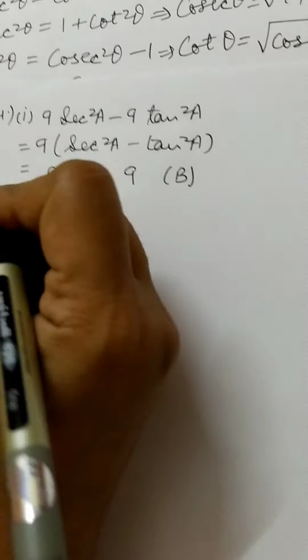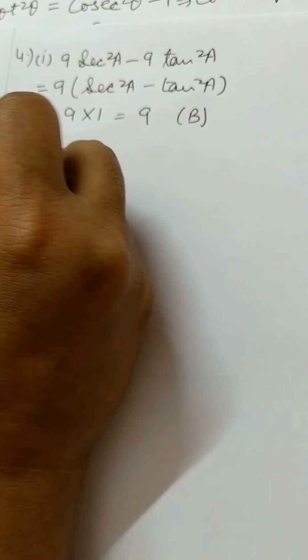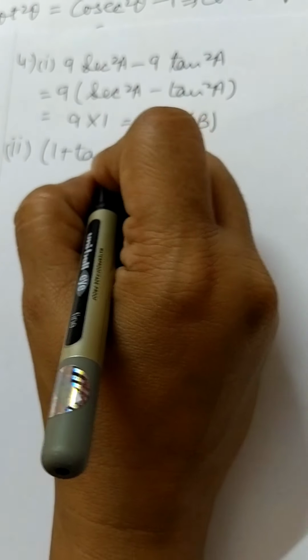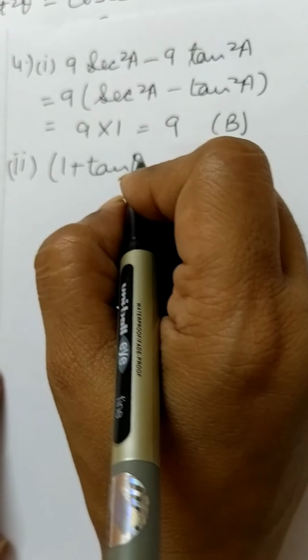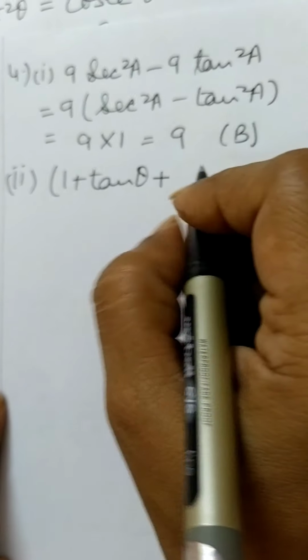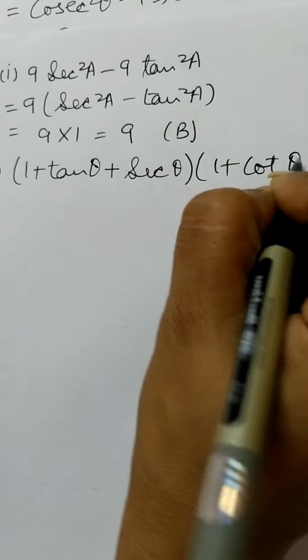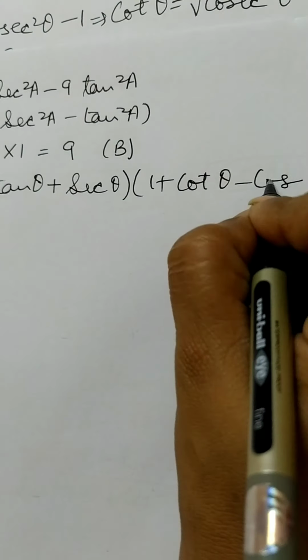Second part, (1 plus tan theta) and so on. The second part is given as an MCQ, but this question is mostly asked for 2 or 3 marks: sec theta (1 plus cot theta) minus cosec theta.